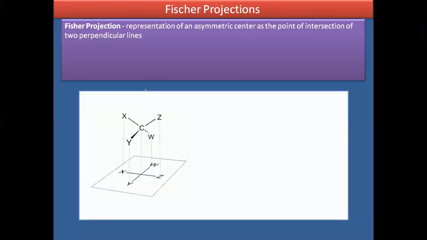If you see the picture here, this intersection of the vertical line and horizontal line indicates the chiral atom, called the asymmetric center.